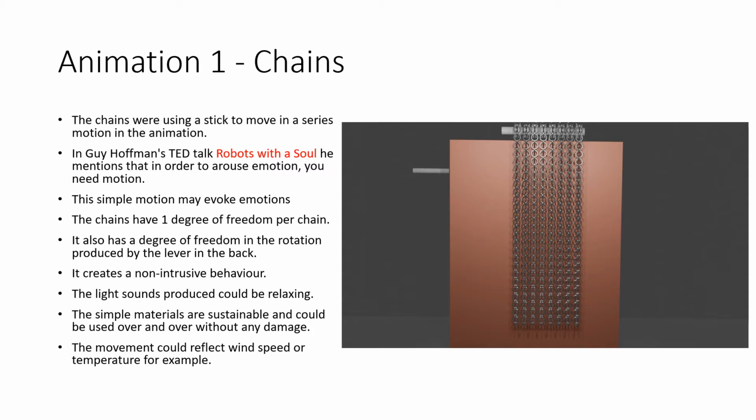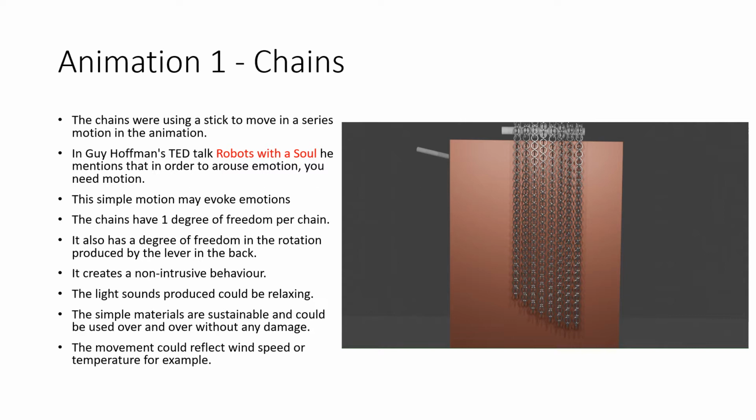The chains have 1 degree of freedom per chain as they roll over the beam to achieve a series effect, and they also have a degree of freedom which is produced by the rotation of the lever in the back. It creates a non-intrusive behavior as it moves in a very predictable manner and doesn't move too far away from the base of the surface.